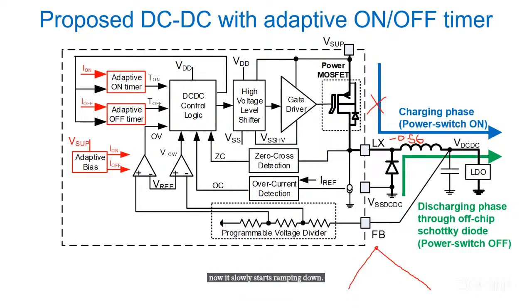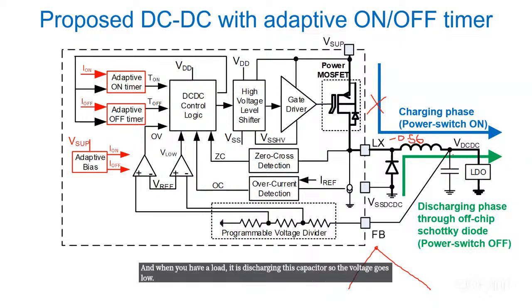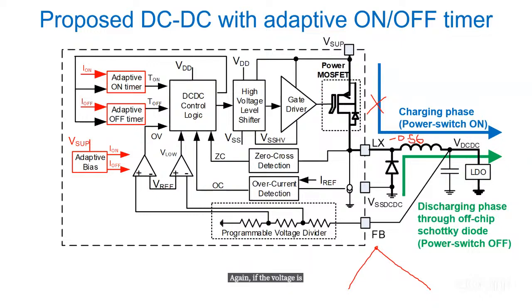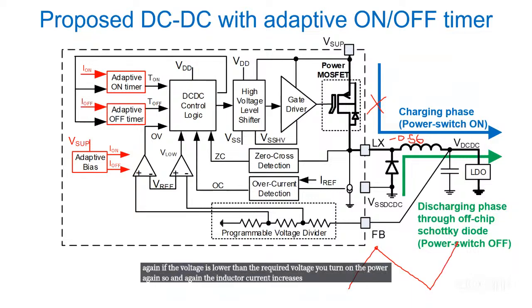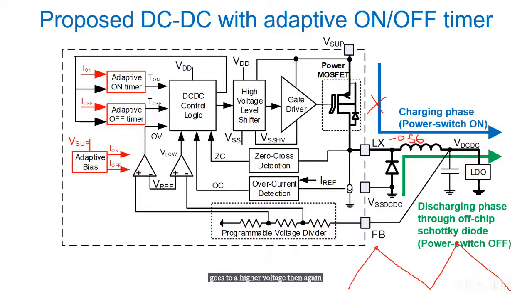Once it ramps down, and when you have a load, it is discharging this capacitor, so the voltage goes low. Again, if the voltage is lower than the required voltage, you turn on the power MOSFET again. The inductor current increases, goes to a higher voltage, then again you shut off and so on. So this is how typically a DC-DC operates.